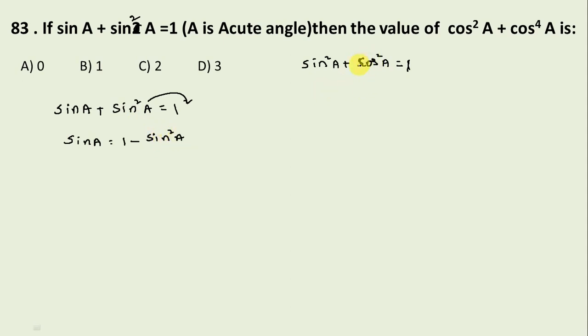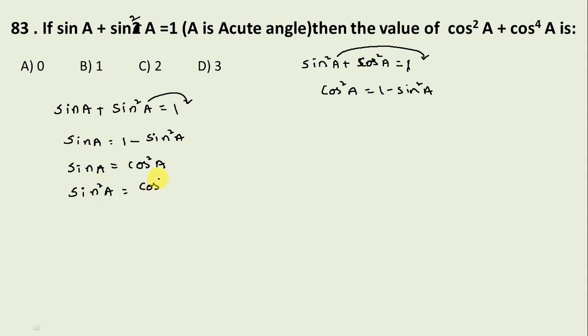See here in the formula, we take sin square A to this side. The formula will become cos square A is equal to 1 minus sin square A. 1 minus sin square A is cos square A. So we write here cos square A. Sin A is cos square A. If we take sin square A, cos raised to 4A.